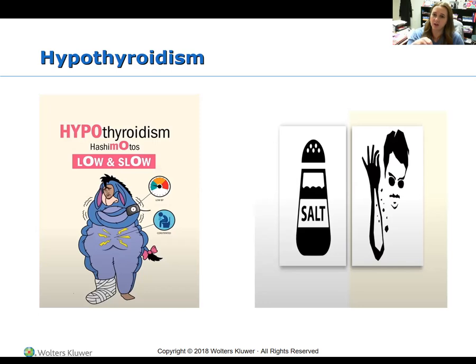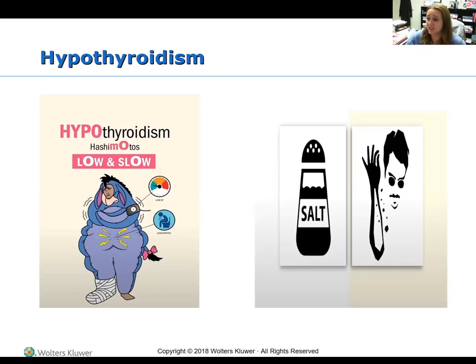So we have Graves', which is an autoimmune disease that can cause hyper. And we have Hashimoto's, so think moto, loto. So moto, loto, Hashimoto's is going to cause that hypothyroidism. Again, low iodine in the diet can be another cause, as can a pituitary tumor, and having your thyroid removed. It's going to cause hypothyroidism, right? Because we're not going to be releasing any thyroid hormones once the thyroid's removed.